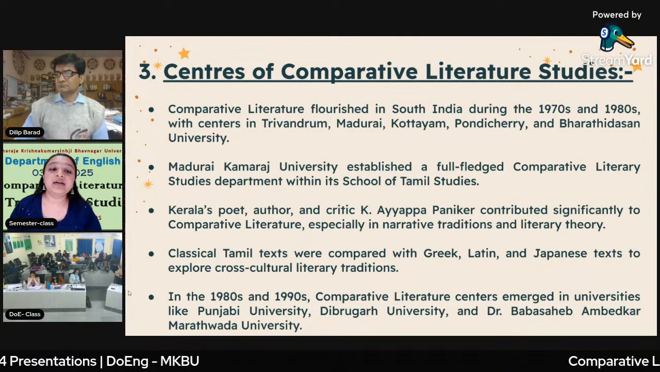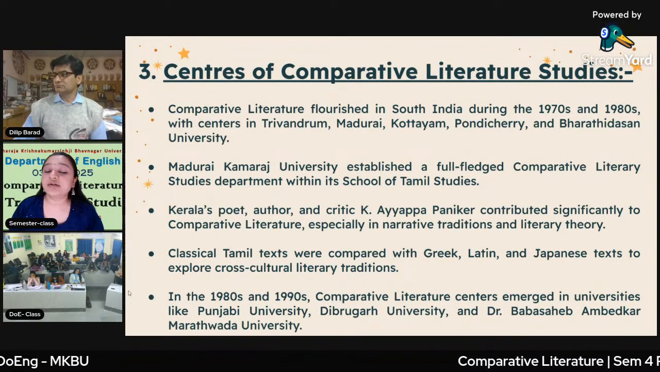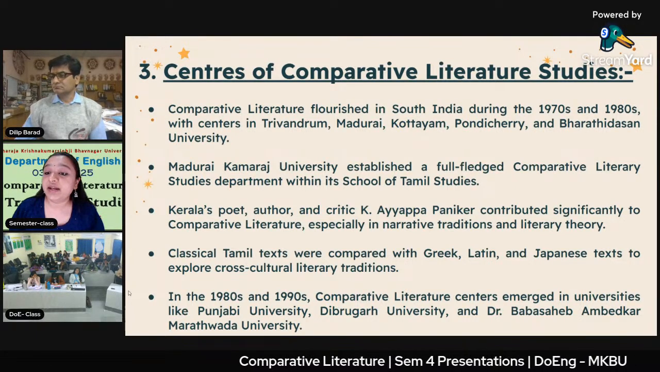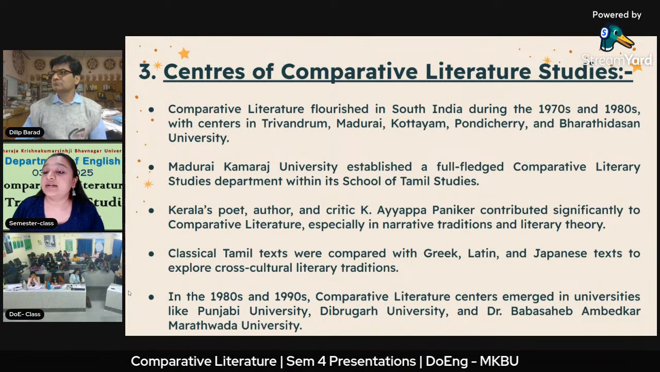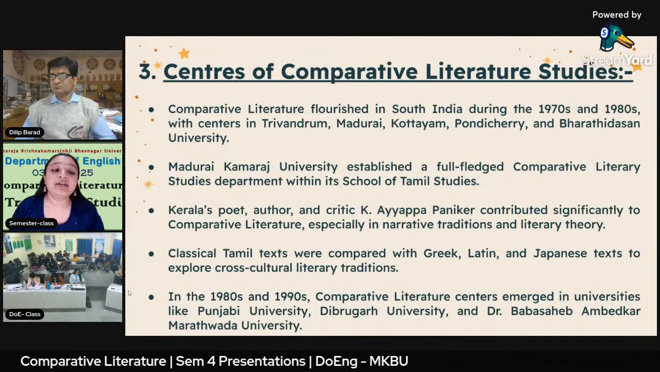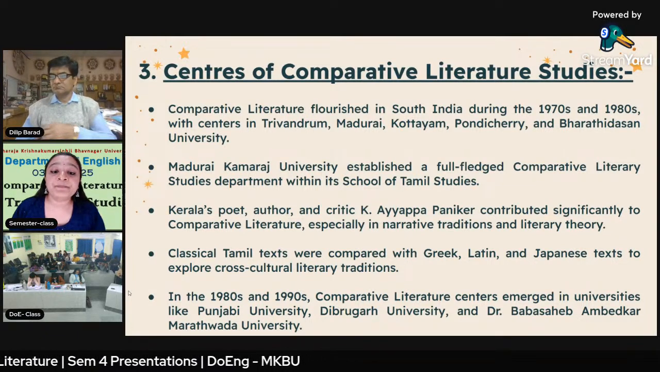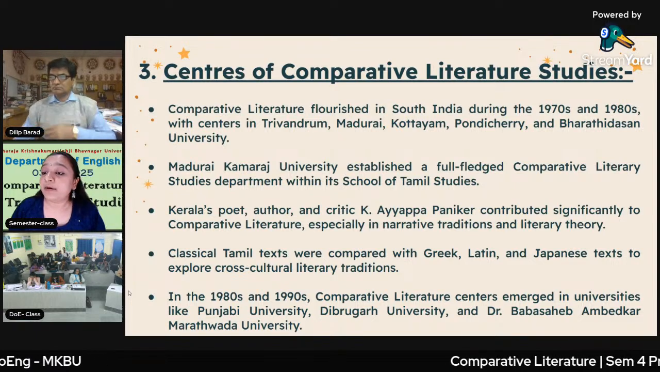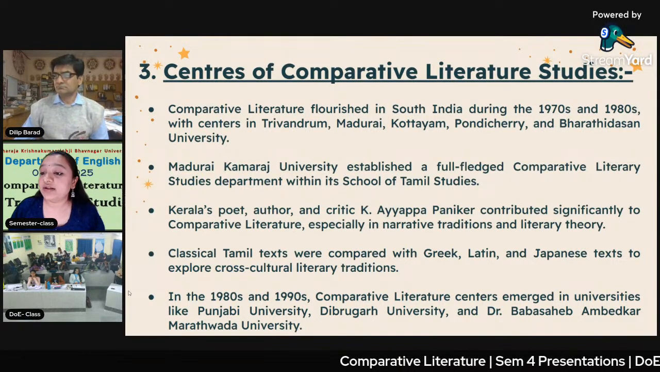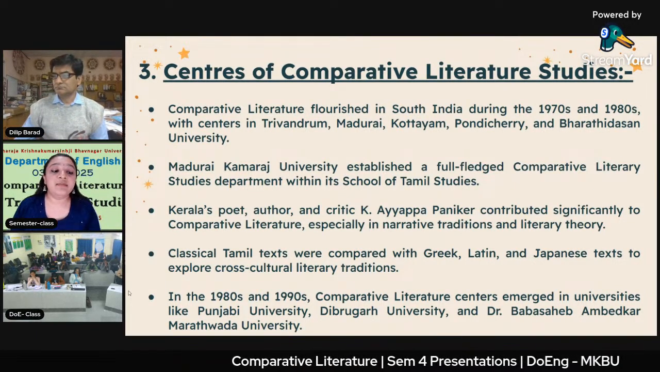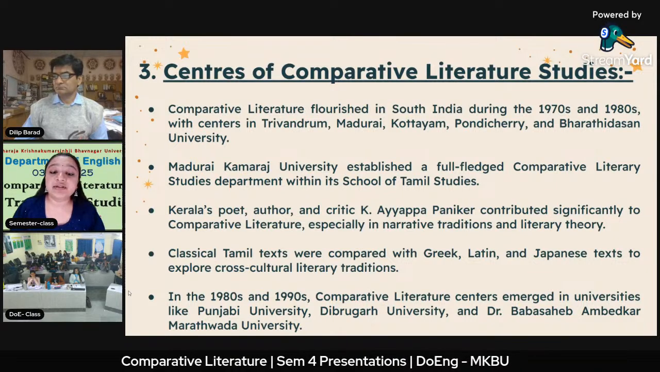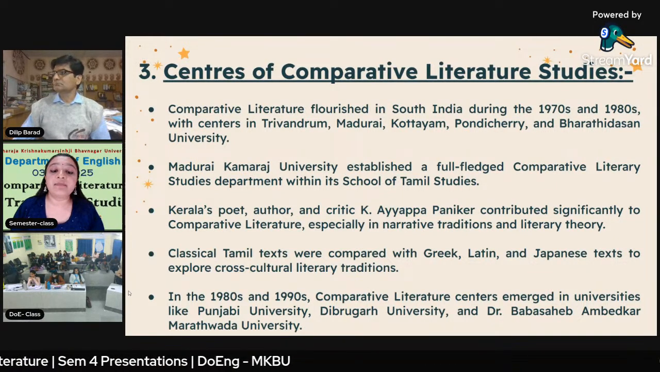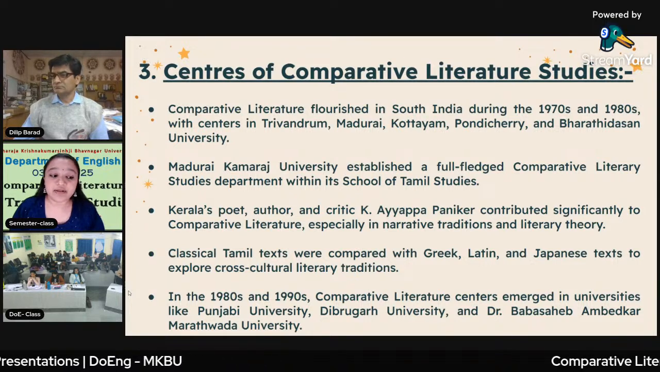The third one is Centers of Comparative Literature Studies. Comparative literature flourished in South India during the 1970s and 80s with centers at Trivandrum, Madurai, Kottayam, Pondicherry, and Dasan University. Madurai Kamaraj University established a full-fledged comparative literature studies department within the School of Tamil Studies.